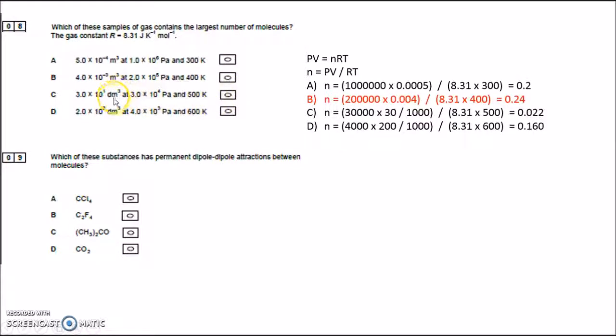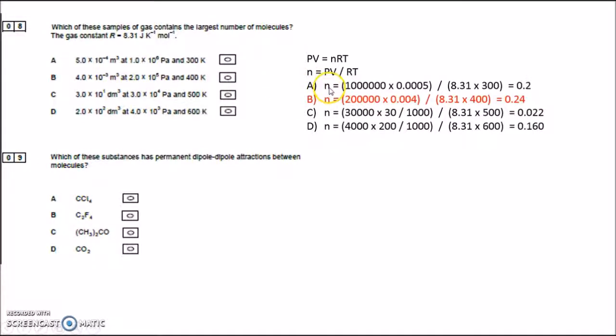A decimeter cubed is 1000 centimeters cubed. So a meter cubed is 1 times 10 to the power of 6, and a decimeter cubed is 1 times 10 to the power of 3. In other words, a meter cubed is 1,000,000 centimeters cubed, and a decimeter cubed is 1000 centimeters cubed. So a decimeter cubed is 1000 times smaller than a meter cubed. So you've got to take this value and divide by 1000 to turn decimeters cubed into meters cubed.